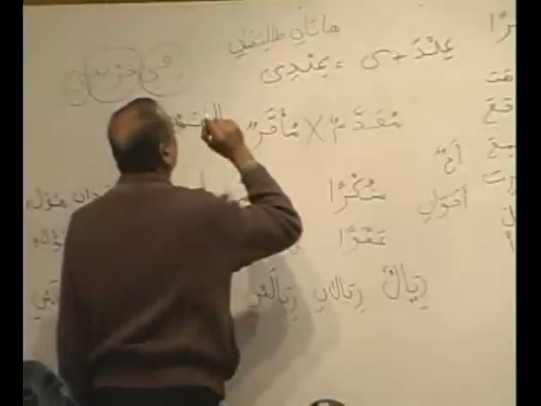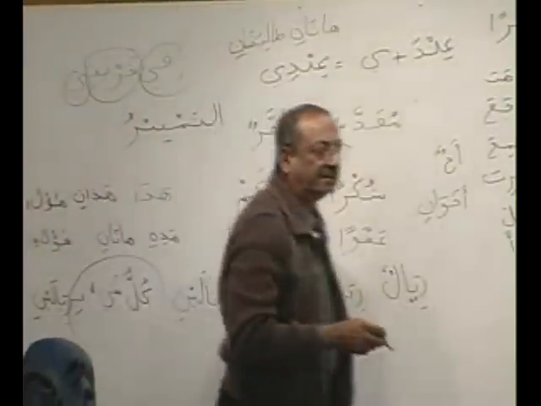Hatani, talibatani. Got the idea? Hatani, talibatani. Okay, Brother Farooq, what is Hatani? What will you call Hatani? Muftada. And where is the khabar? Talibatani. These are two female students. Okay, fine.